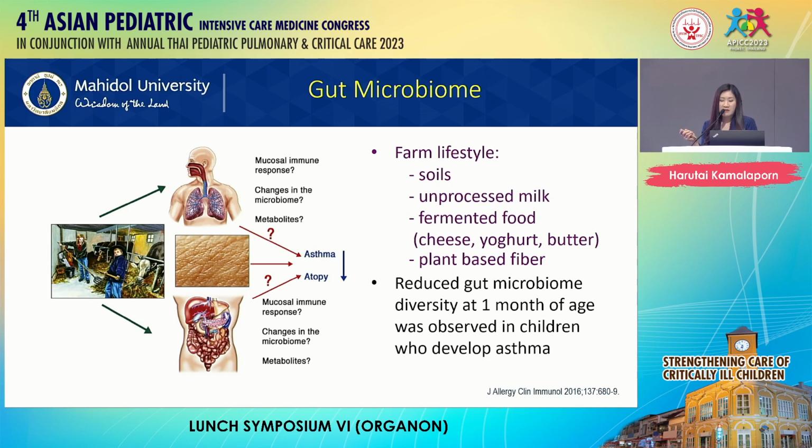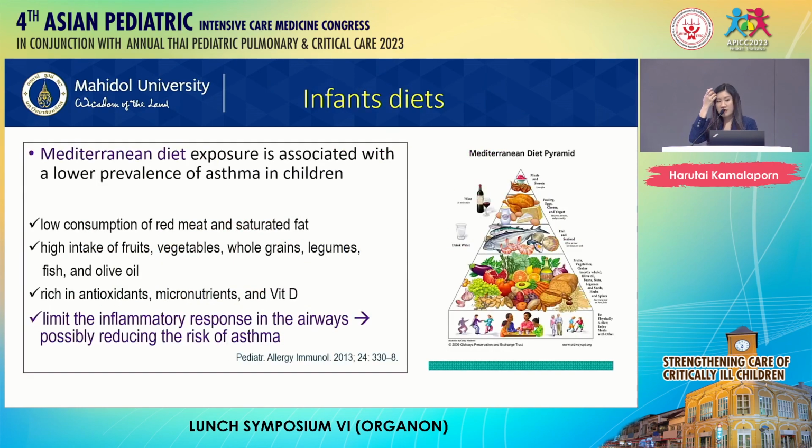So we found that reduced gut microbiome diversity at 1 month of age was observed in children who developed asthma. So just think about the diet as well. And infant diet is another topic that I would like to mention. Right now, the Mediterranean diet is very famous, with exposure associated with lower prevalence of asthma in children. What is the Mediterranean diet? I'm seeing right now you start to have some diet.